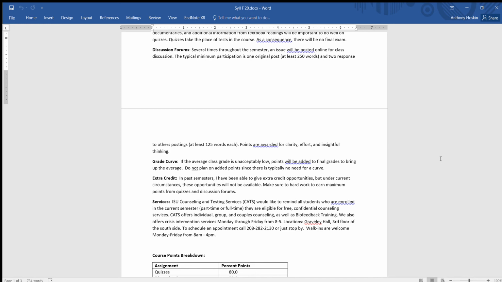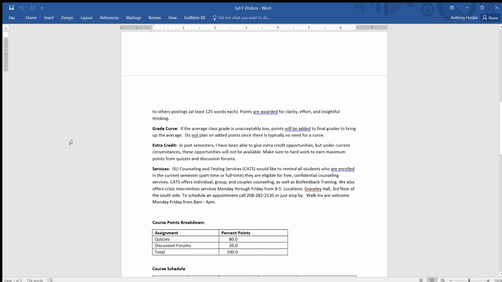I also won't cover this section here where we talk about the services that are available to students. But take a look at that. We want everybody to be aware of all these important things. So read that over on your own time.